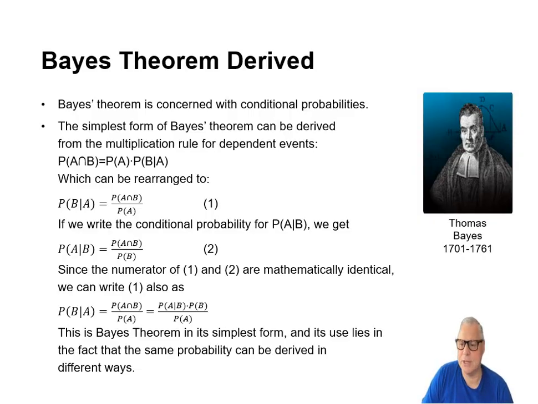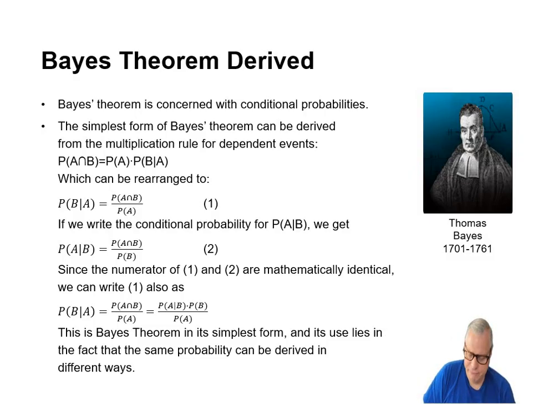So what you can see here is also a picture of Thomas Bayes. He lived from 1701 to 1761. And Bayes' theorem is concerned with conditional probabilities. And the simplest form of Bayes' theorem can be derived from the multiplication rule for dependent events.